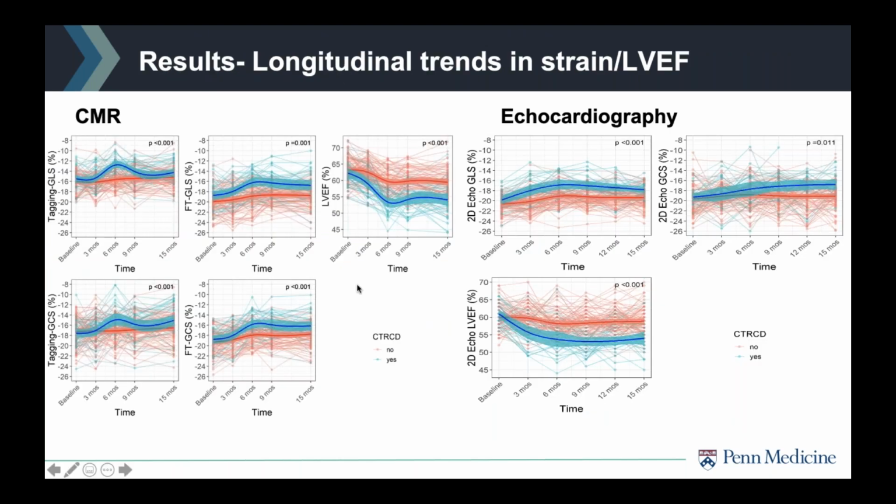And this is showing the longitudinal trends of change in strain and LVEF in patients who had CTR-CD and who did not have CTR-CD, with MRI and echo. As you can see, patients who had CTR-CD did have a change in their strain with GLS and feature tracking and tagging as well. Both groups did have a slight drop in EF, which is also seen in the patients who did not have CTR-CD. However, patients who did have CTR-CD had a greater drop in LVEF, and this was more so seen at 6 months. This was with MRI, and a similar pattern is seen in echo as well.